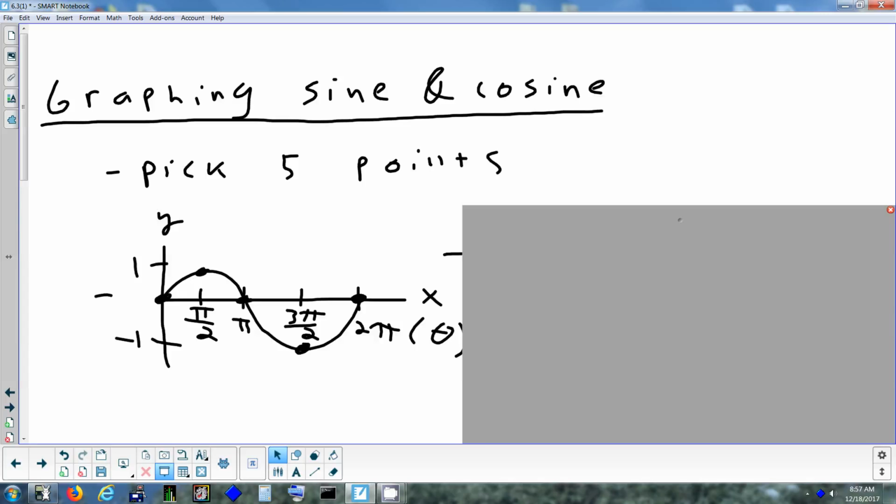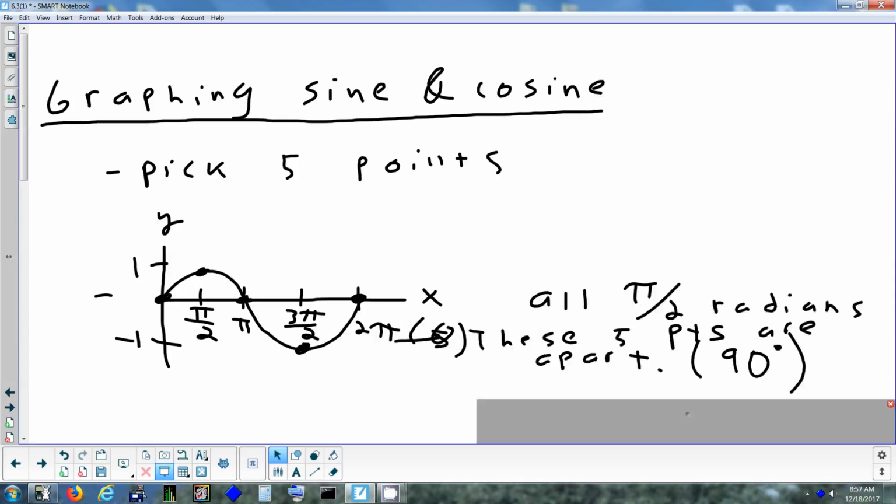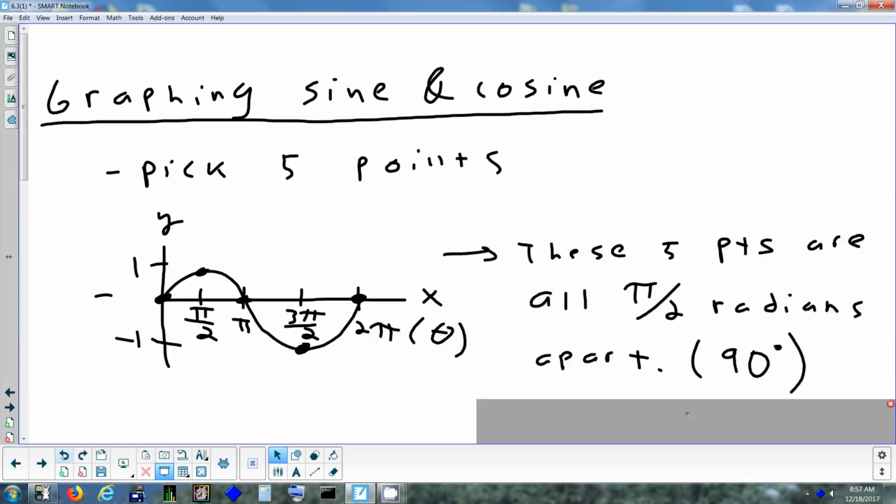So those x values that I picked are just 5 equally spaced points from 0 to 360. But we are going to write them in radians. So for that part of the cycle, by picking those 5 points, you're getting the start, the stop, the highest, the lowest, and what's right in the middle. That's perfect. So it'll give you one cycle.